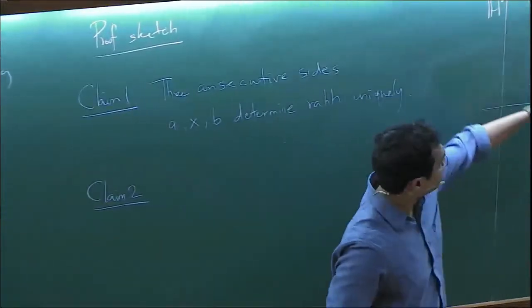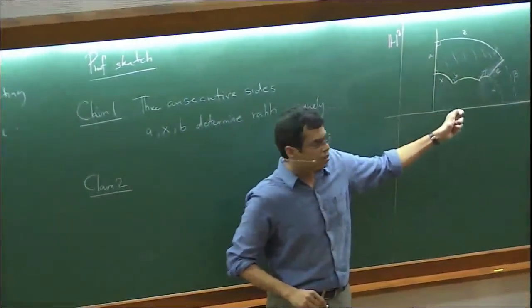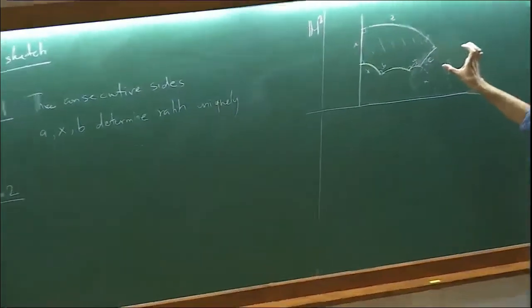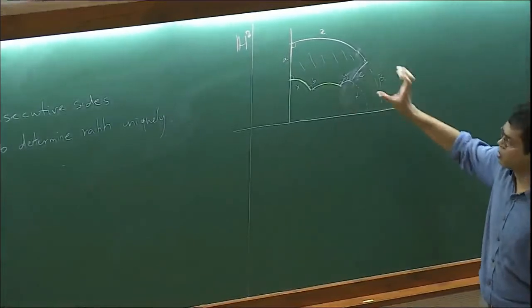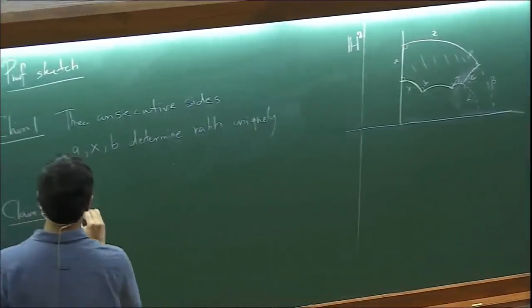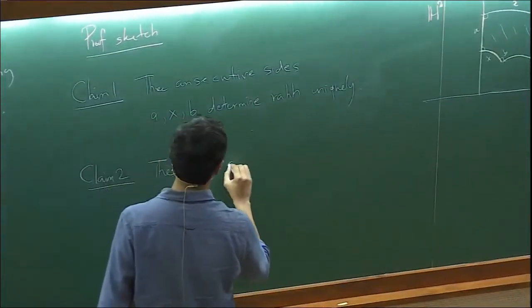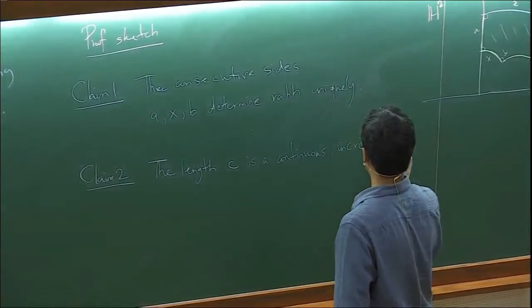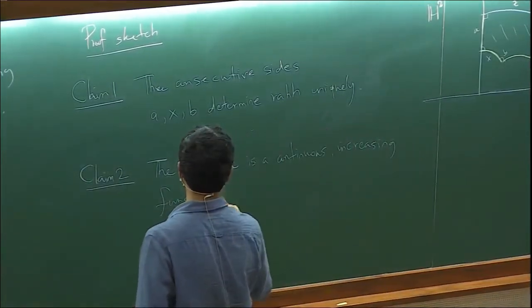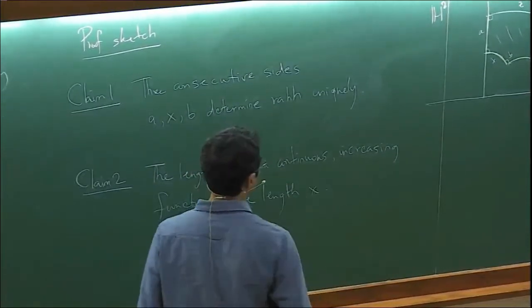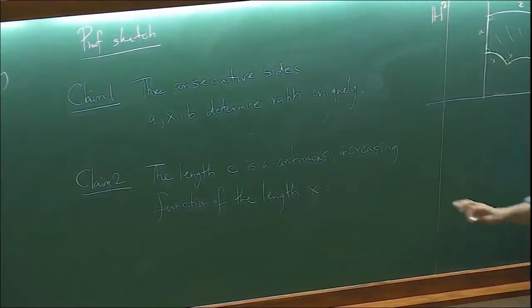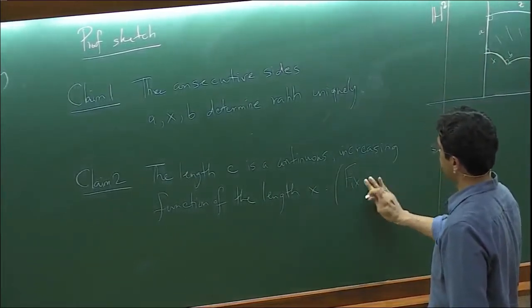So this is claim 1, and claim 2 is that if you keep A and B fixed and you vary X, then this remaining side of length C varies continuously, and not only that, it increases as X increases. So it's monotonic in the length X. Claim 2 is that the length C is a continuous increasing function of the length X. Once again, you can probably guess this from the picture. So if you increase this side length X, here, let me again remind you, I keep A and B fixed.